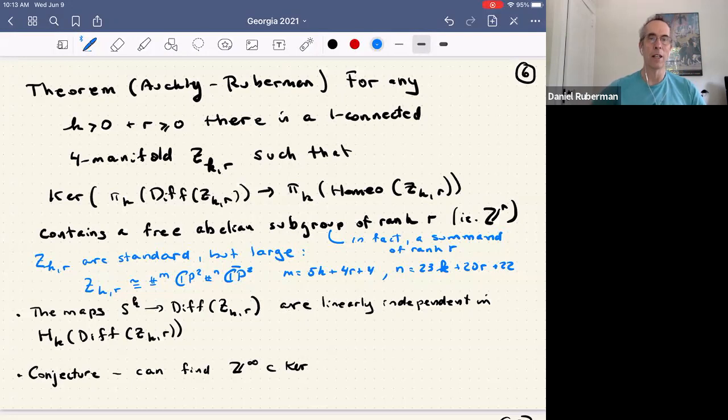So K is the sort of the dimension of the homotopy group, and R is just telling you how big a summand. So to get bigger summands, at least by this construction, you need bigger R's. And in fact, this whole summand survives into homology. So in fact, the summand that we construct actually is non-trivial in the homology of the diffeomorphism group. So again, we could have replaced all these pi's by pi K's by h K's.